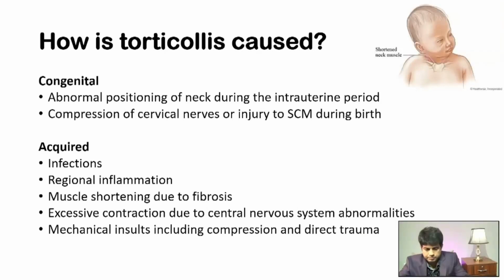the birth process. The acquired torticollis can be caused by a number of causes, and the clinically important ones include neck infections, neck inflammation, and sometimes the neck muscle, especially the sternocleidomastoid, can be shortened due to fibrosis, and there can sometimes be excessive contraction due to certain central nervous system abnormalities. Torticollis can also result from mechanical insults like direct trauma to the neck, like that which can occur following road traffic accidents, and compression injuries.